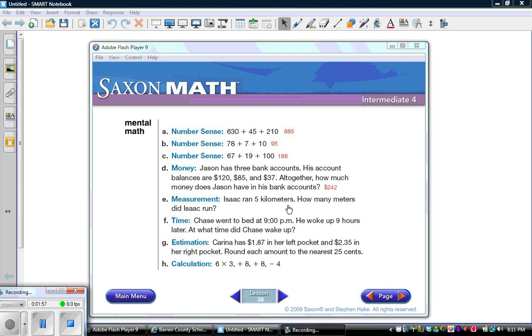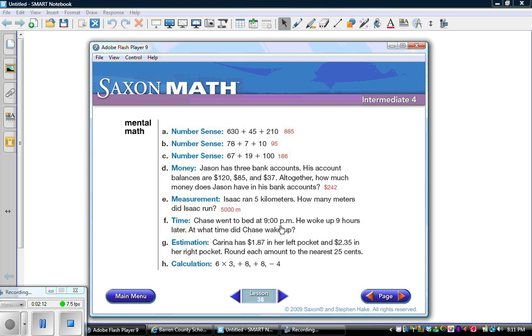Isaac ran 5 kilometers. How many meters did Isaac run? Well, kilo means 1,000. So if each kilometer is 1,000 and he ran 5, then he ran 5,000 meters.